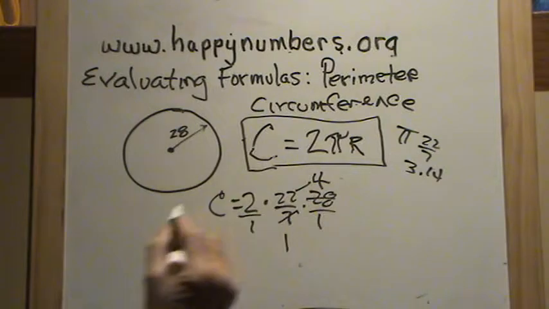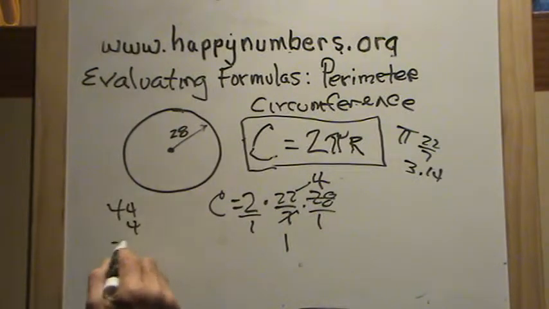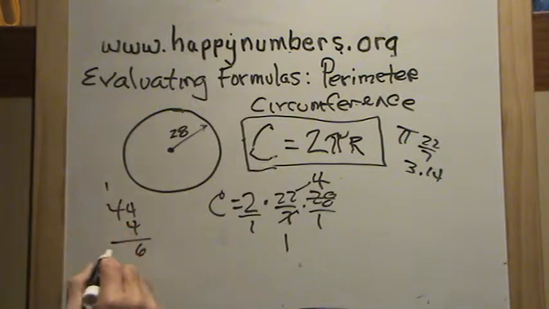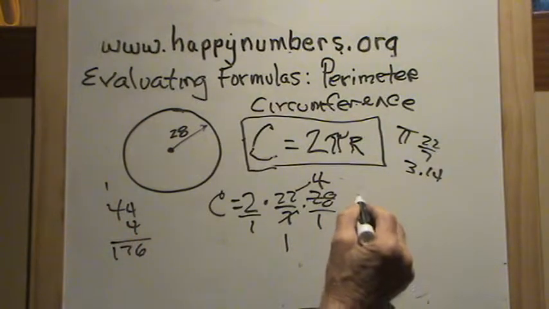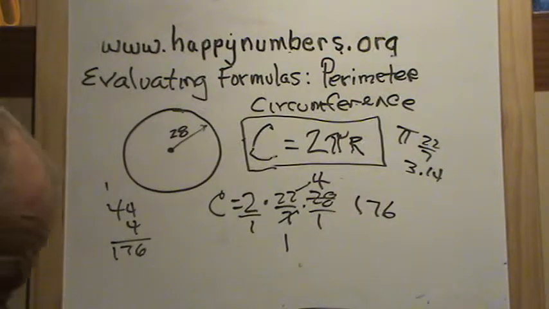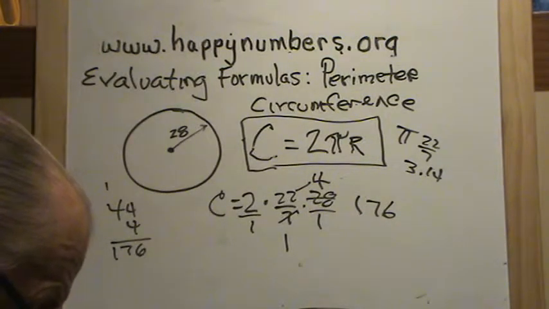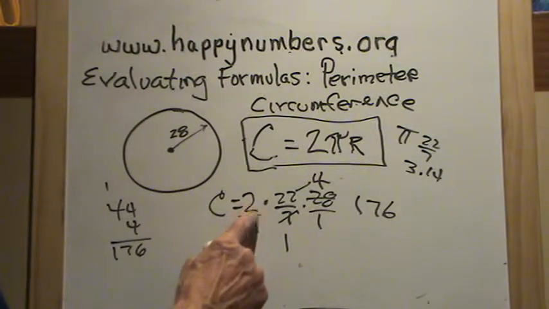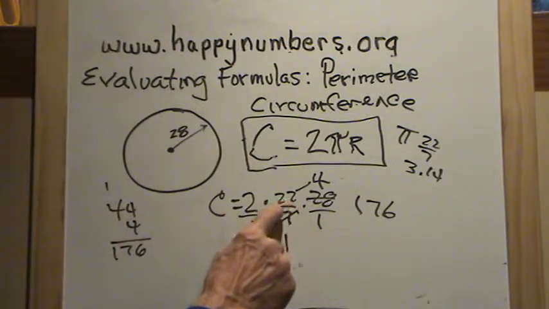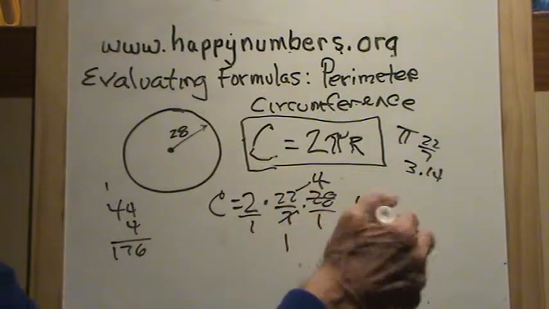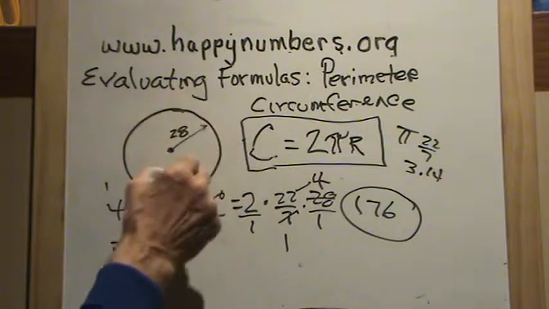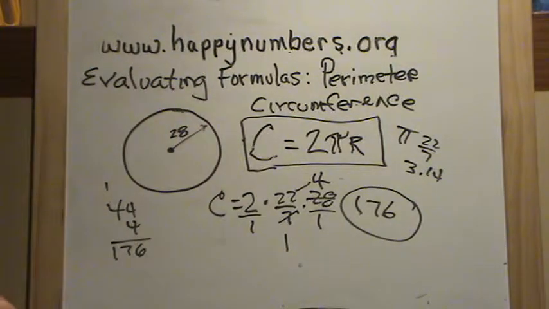44 times 4: 4 times 4 is 16, carry the 1. 16 and 1 is 17. So I have 176. Whoops, my time is up. Okay, so 2 times 22 is 44. 44 times 4 is 176. So I will need 176 feet of fencing to go around the swimming pool.